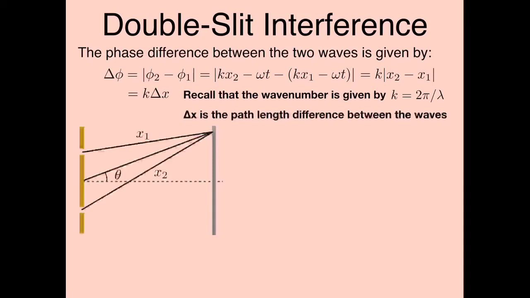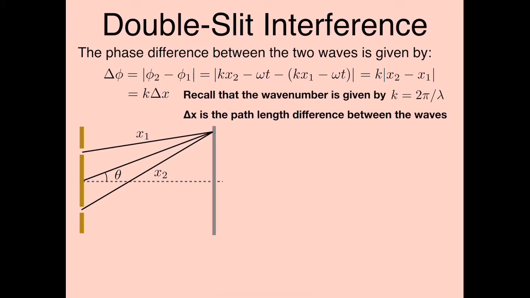So here is a picture of delta x. We have the first slit. A wave has to travel a distance x1 to get to a certain point on the screen. We have the second slit. A wave has to travel a distance x2 to get to that same point on the screen. So this line represents x1, this line represents x2, and this line in the middle is what we use to measure our angle theta. Remember, we have the center line of the two slits here, and then we draw a line from that to the point on the screen. This angle is what we call theta.